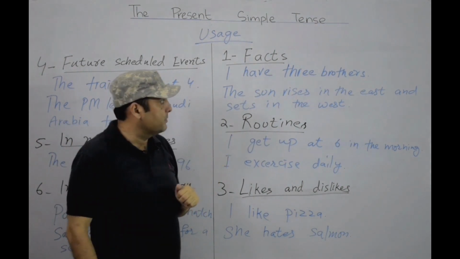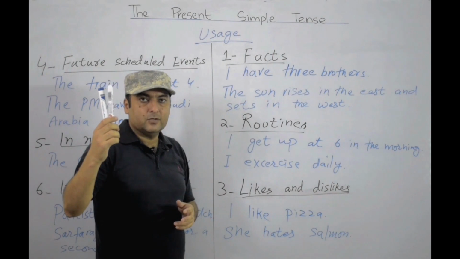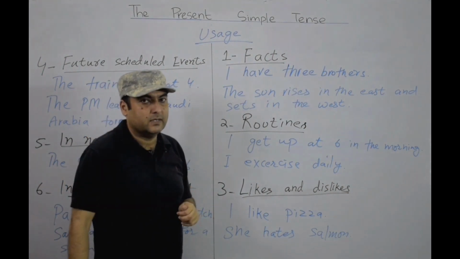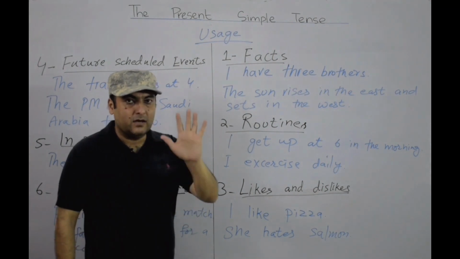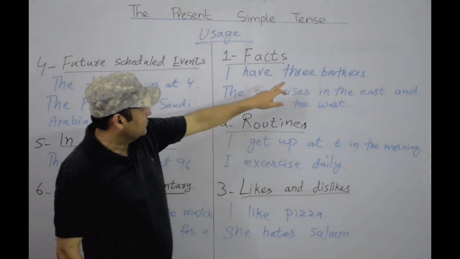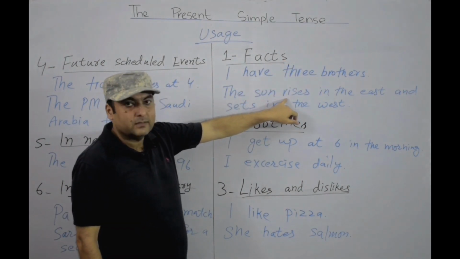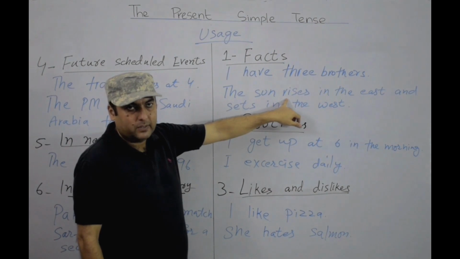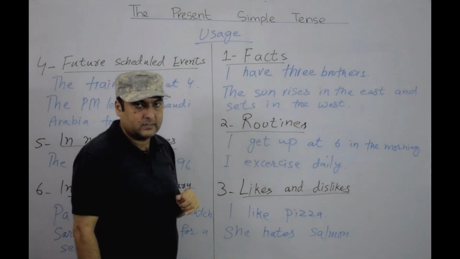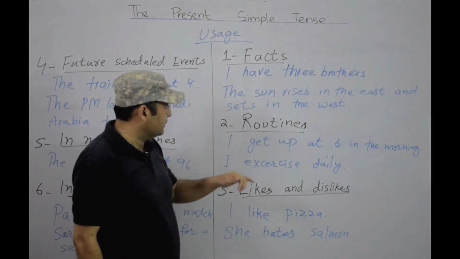I have 3 brothers. Or for example, if I say I have 2 markers in my hand. I have 2 markers. Yes. So it's a fact. I have 10 fingers. Fact. So I have 3 brothers. We use this tense for fact. Or yes, probably this is a better example. The sun rises in the east and sets in the west. So fact. A universal fact, we also say.